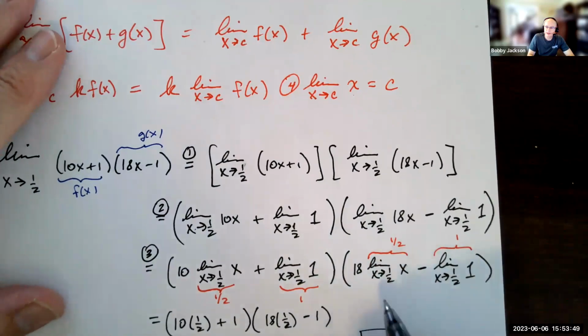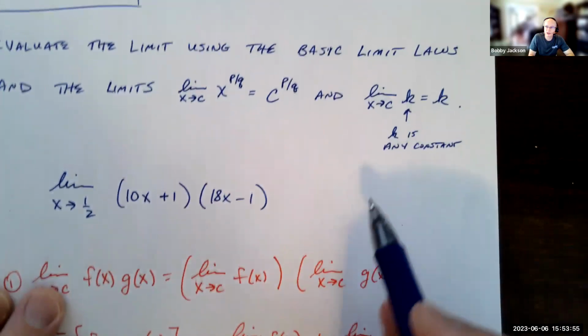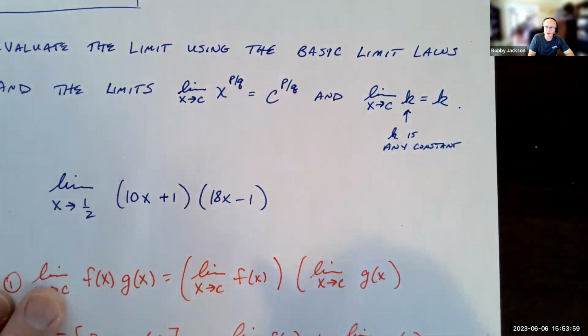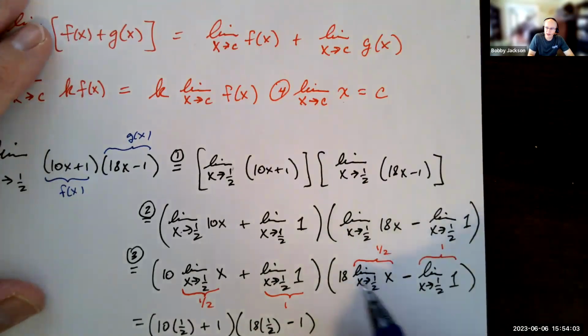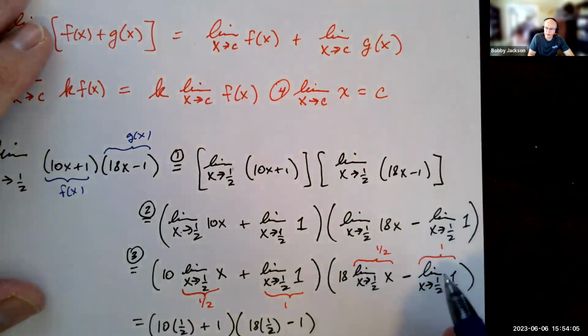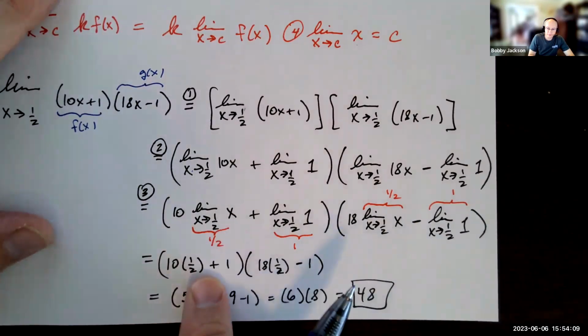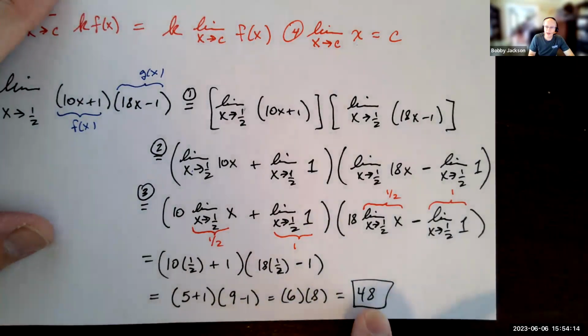And then the limit as x approaches 1/2 of 1 is 1, because 1 is a constant. That's using this constant rule here. The limit as x approaches c of any constant is just going to be that constant. And then same thing here. This limit is 1/2. This limit again is 1. And so we just need to evaluate this expression. And when I do all the math, I get 48.